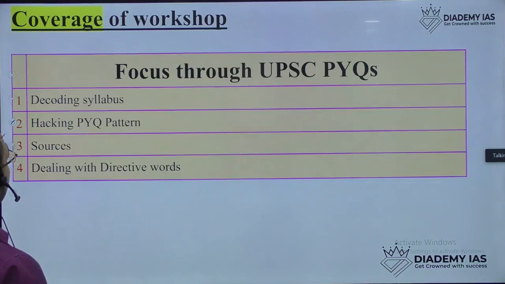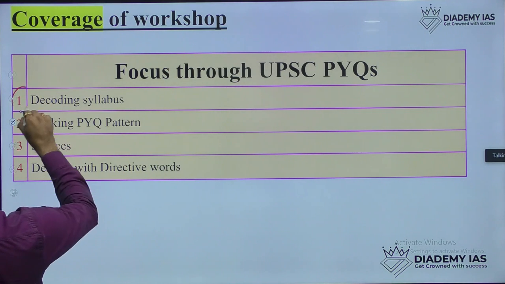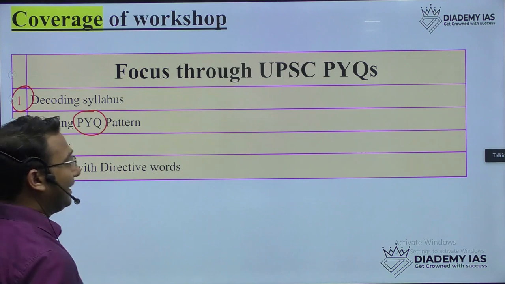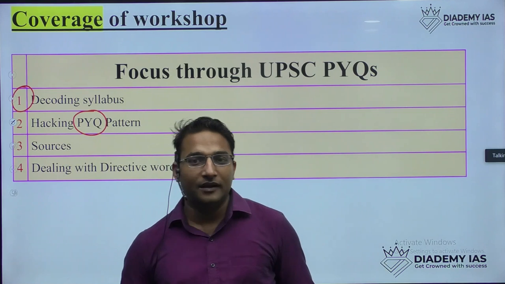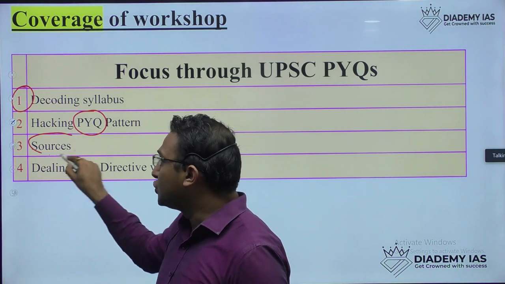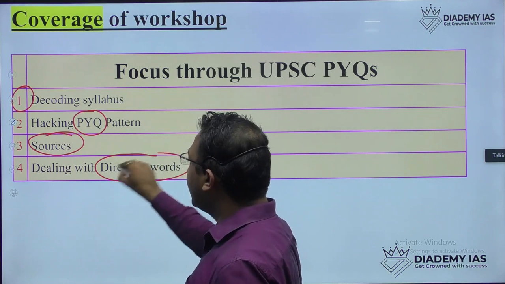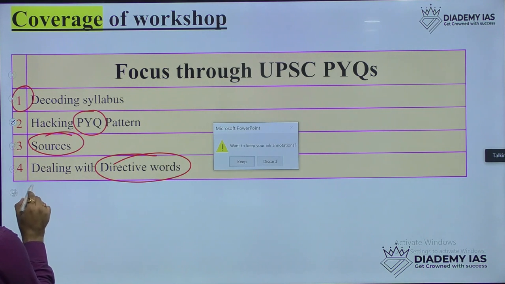In this workshop, we will cover the syllabus. We will see the overall syllabus of the organization theory. We will see the previous year question pattern from multiple angles. The previous year question pattern we will analyze from multiple perspectives, right? We will see the sources which you can follow for the organization theory. Then how to deal with the directive words. Then how to do the answer writing.